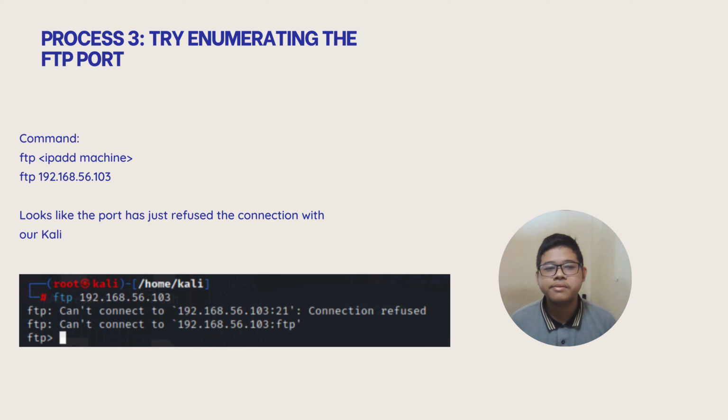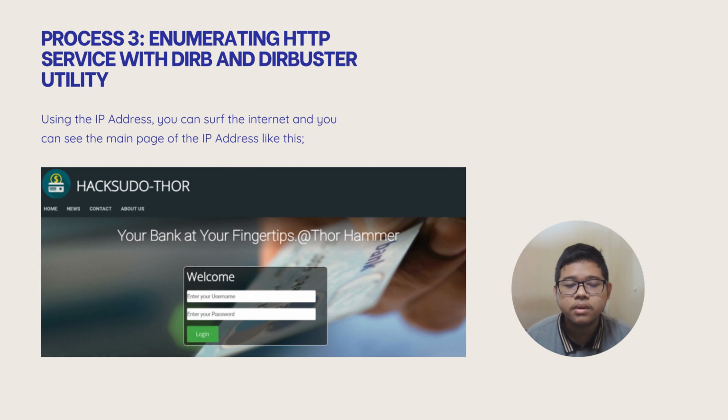Right now, process 3 is that we try to enumerate the FTP port using the command ftp followed by the IP address of the machine. It looks like we cannot see anything interesting on the port, so we try another port. Next, we try to enumerate the HTTP port, because we cannot see anything on the SSH port. So we skip to the HTTP port using Dirbuster to find any utility.